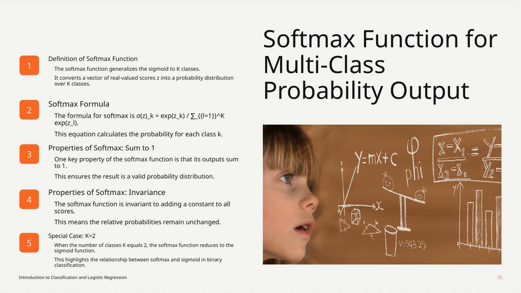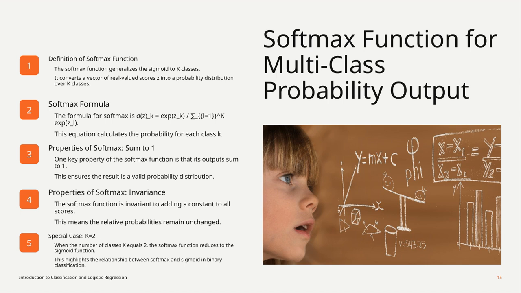Now, a special case occurs when the number of classes, k, equals 2. In this scenario, the softmax function simplifies to the sigmoid function. This is a key point because it shows the close relationship between softmax and sigmoid, especially in binary classification tasks.